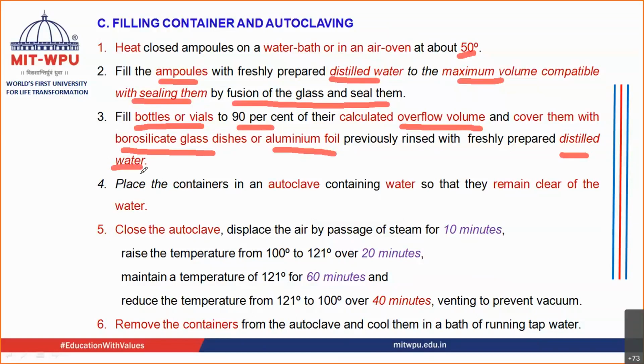Got it? This is how you are going to fill the ampoules and seal the ampoules. You are going to fill the bottles and seal the bottles. Then what you are going to do is place all these containers in an autoclave, containing water. So this autoclave should contain water. You are going to place all the containers.